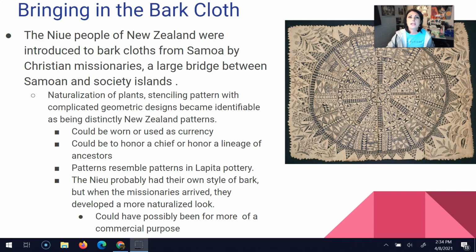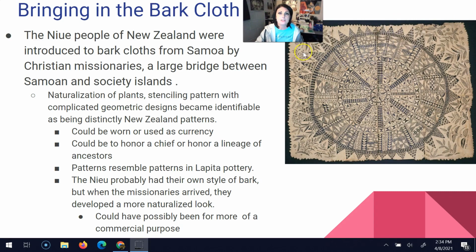All right, so when we're talking about the bark cloth, people commonly associate the tapa or the bark cloth with New Zealand because it was actually brought there by Christian missionaries who had gotten it from other areas and brought it across. So it kind of bridged the gap. But just understand, we're talking about oceanic cultures. This bark cloth was a common thing, right?